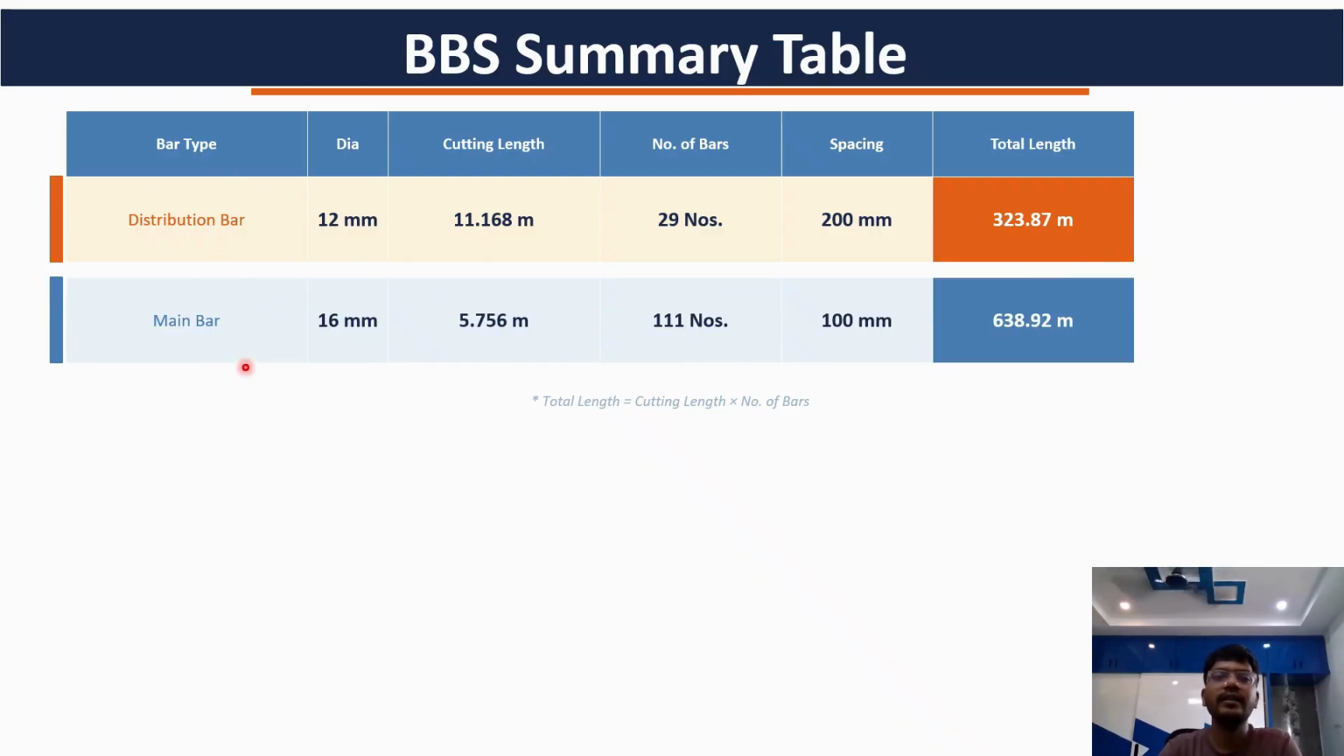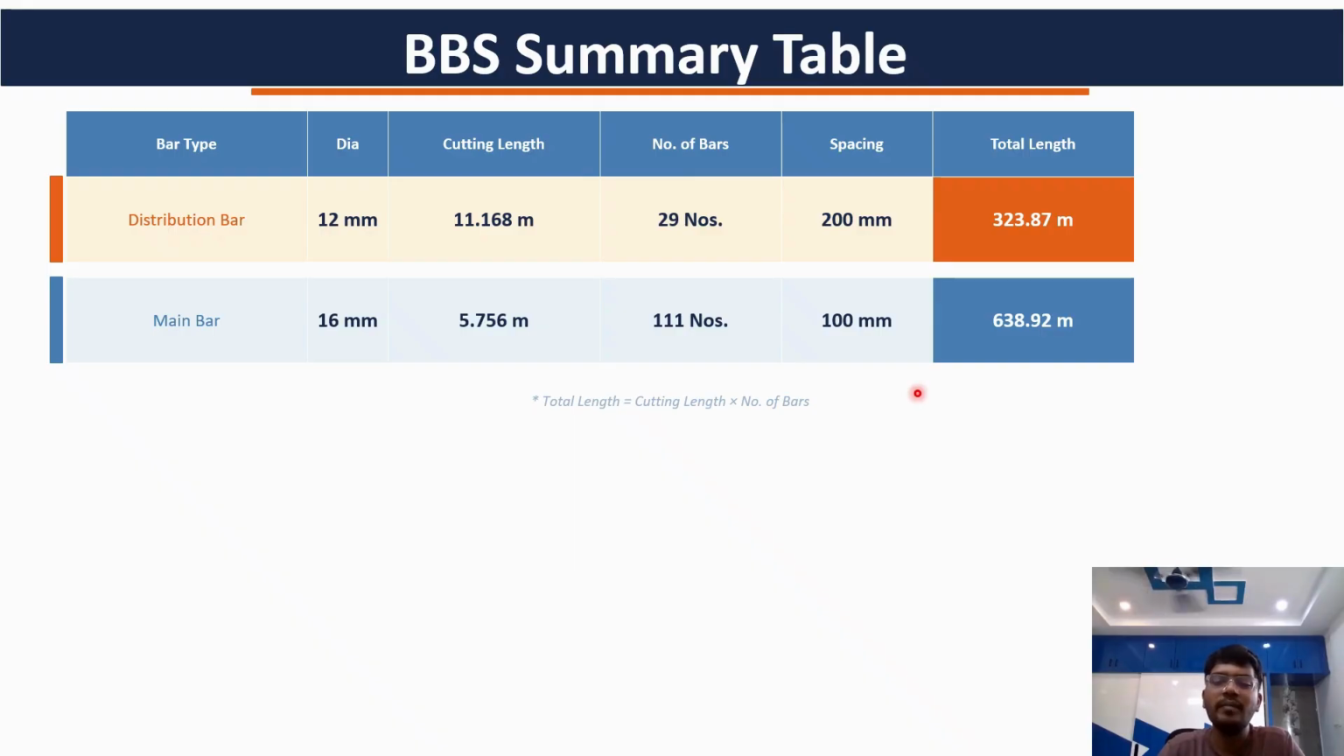And for the main bar, the diameter is 16 mm, the cutting length is 5.756 meters, and the number of bars is 111 numbers. The spacing between them is 100 mm. So multiply number of bars with cutting length, then you will get the total length required for main bar. So for this slab, you will need 638.92 meters length of main bar.